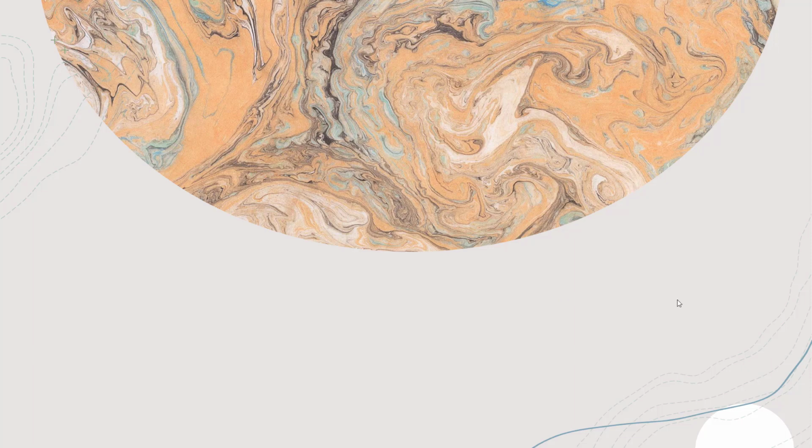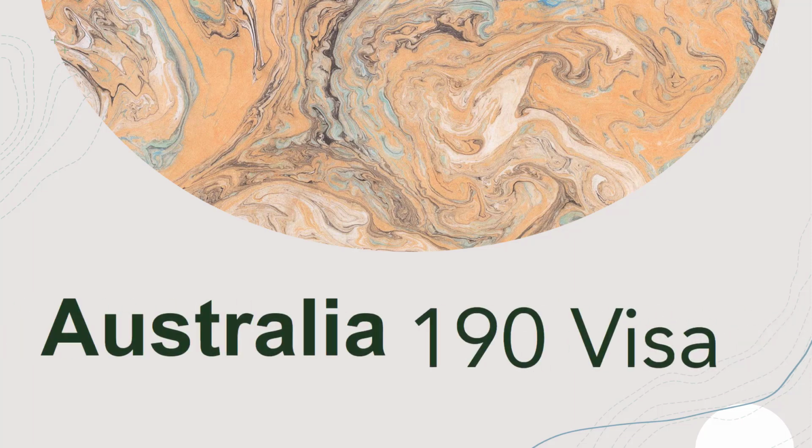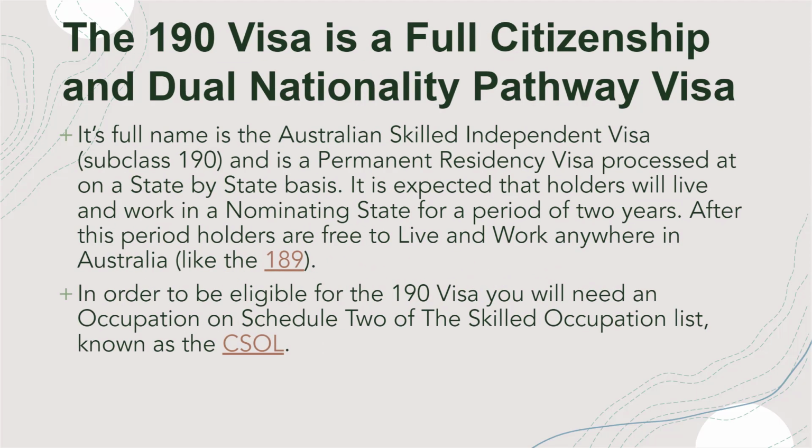In this video, I would like to share all the details regarding the 190 visa, a full citizenship and dual nationality pathway visa. Its full name is the Australian Skilled Independent Visa, Subclass 190, and it is a permanent residency visa processed on a state-by-state basis. It is expected that holders will live and work in a nominating state for a period of 2 years. After this period, holders are free to live and work anywhere in Australia.